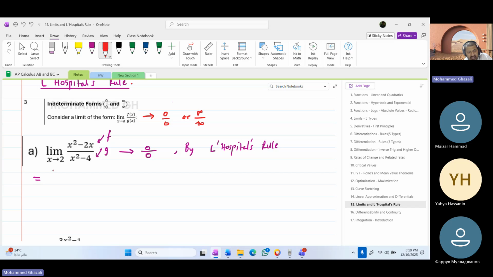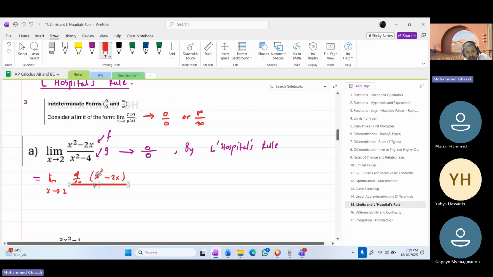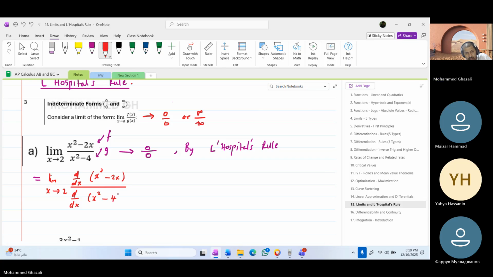So what you're going to do here is say limit as x approaches 2 of d dx of x squared minus 2x over d dx of x squared minus 4. I'm putting d dx to show the rule. Now I'm going to differentiate the top and differentiate the bottom. We are not applying the product rule or quotient rule. It's just a basic derivative. Differentiate the top, differentiate the bottom.